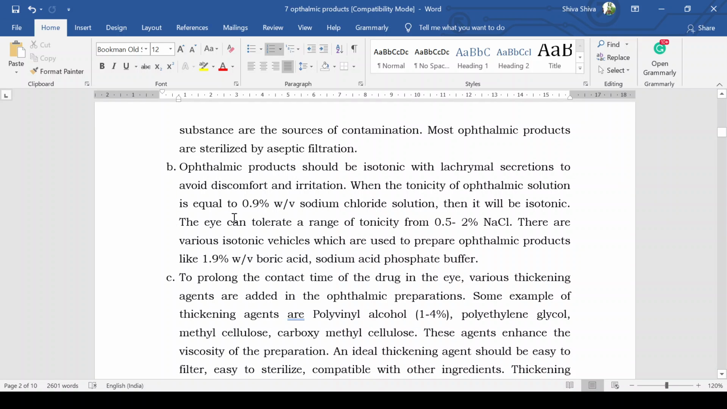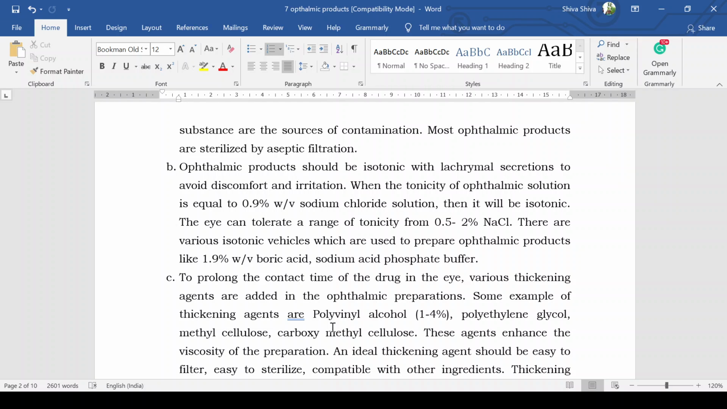Next, ophthalmic products should be isotonic with lacrimal secretions to avoid discomfort and irritation. When the tonicity of an ophthalmic solution is equal to 0.9% weight by volume sodium chloride solution, then it will be isotonic. So as we all know, 0.9% weight by volume sodium chloride solution will be isotonic with the eye secretions or lacrimal secretions. The eye can tolerate a range of tonicity from 0.5 to 2% NaCl.